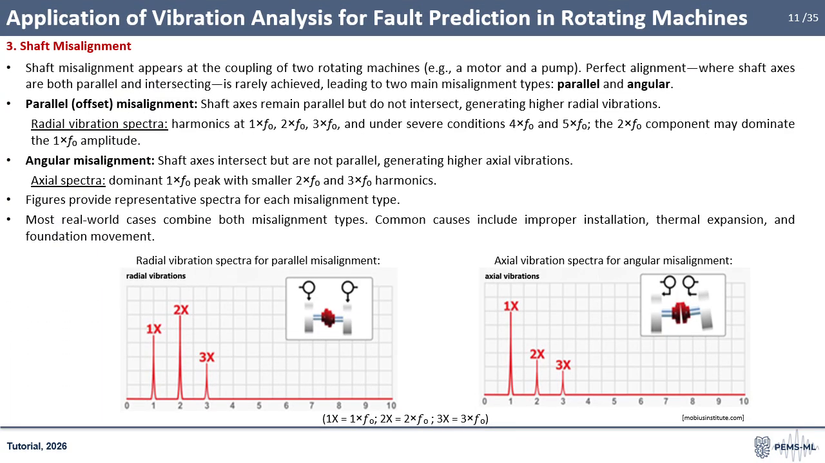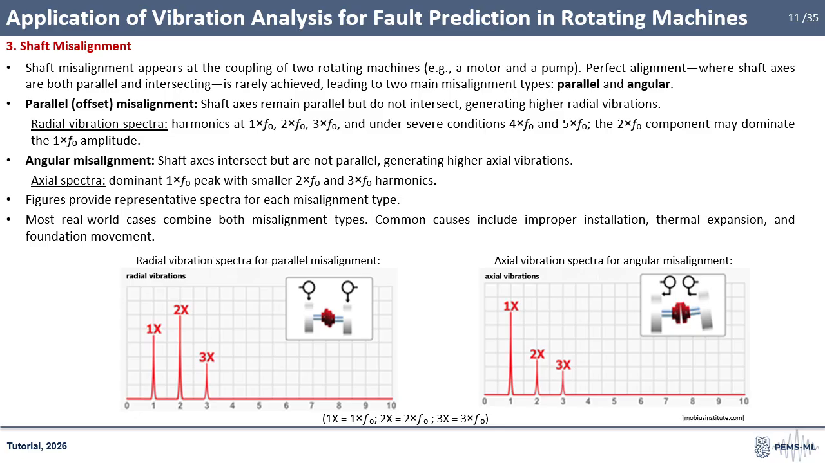Shaft misalignment occurs at the coupling between two rotating machines, such as a motor and a pump. Perfect alignment, where the shaft axes are both parallel and intersecting, is rarely achieved, leading to two main types of misalignment, parallel and angular. In parallel misalignment, the shaft axes of two machines are parallel but do not intersect. This condition produces increased radial vibrations, with spectra containing the first, second, and third harmonics of the rotational frequency. Notably, the second harmonic may be larger than the first.